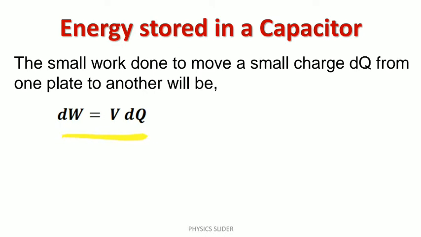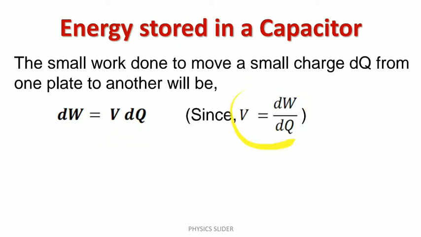Where does it come from? It comes from here. Since V is equal to dW over dq, this is from the definition of the electric potential. V is equal to W upon q, or V is equal to dW over dq. From here we can calculate dW is equal to V dq. That's what we have taken. So this is the small work done to move the small charge between the plates of the capacitor.